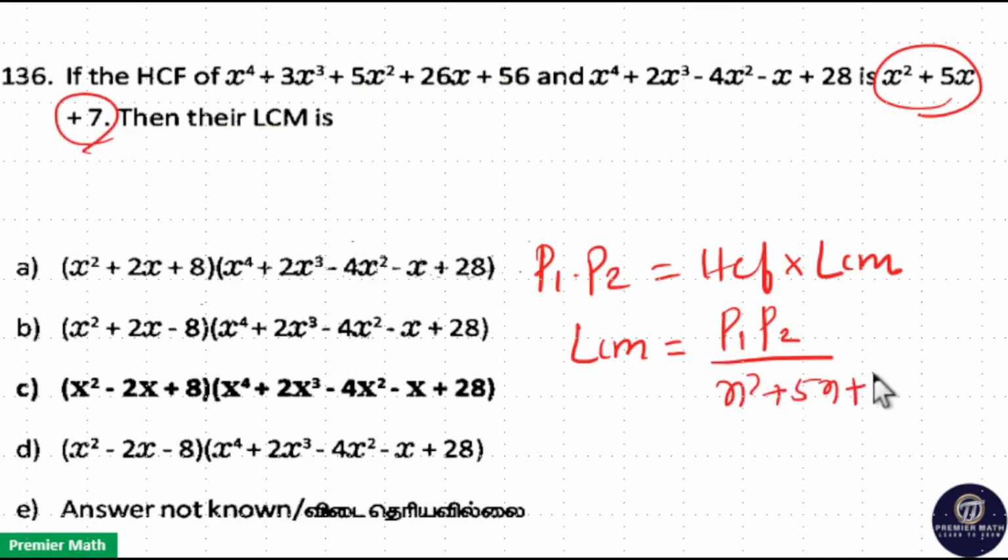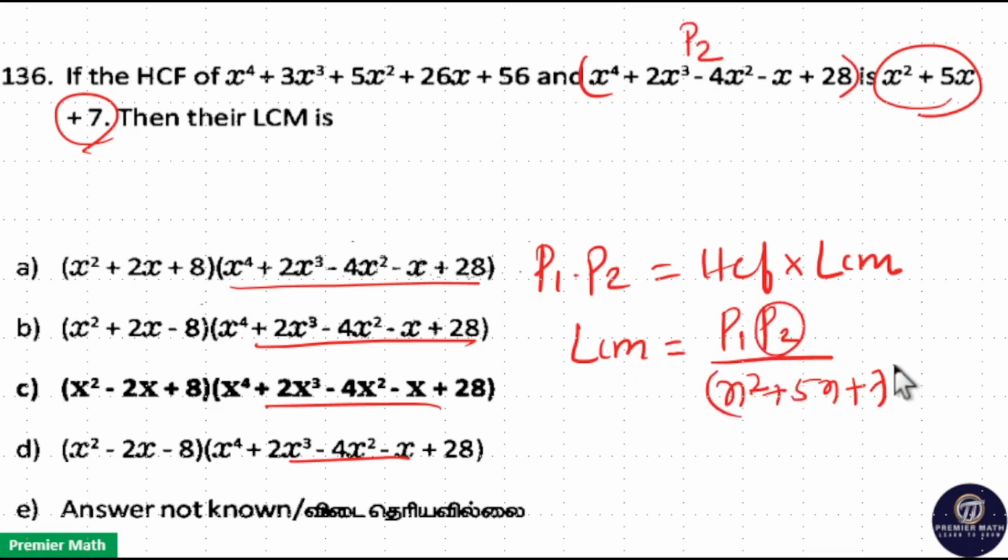Now, here if you look at the options, this term is constant. This term is equal to the second polynomial. So, P2 is not changing in the LCM. P2 is not changing means here x square plus 5x plus 7 cancels with the first polynomial. That is, x square plus 5x plus 7 is a factor of the first polynomial.